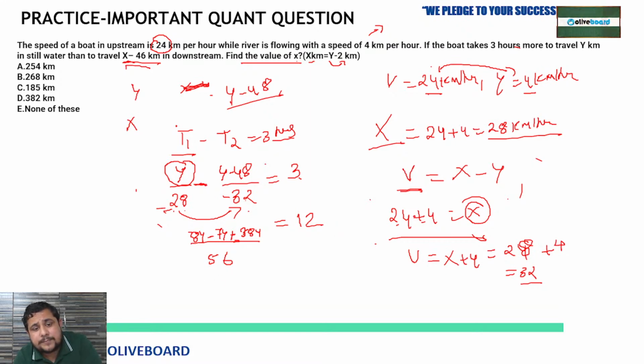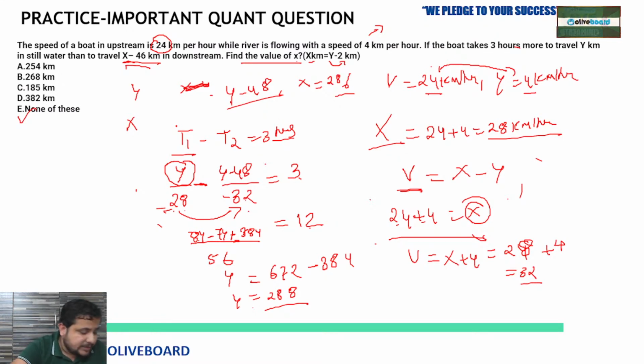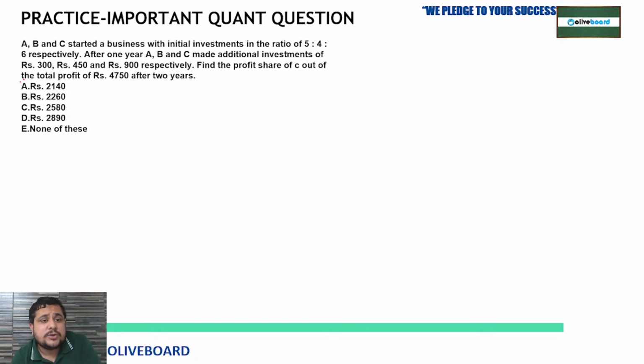Okay, now see, 8y minus 7y means y, then 56 into 12 means 672 minus 384, so y will be equal to 288. Now they are asking us x. So the value of x will be y minus 2 kilometer. So y is 288, then x would be 286. Is this given in the options? No. So option E, none of these, will be the correct answer. So is this clear? Now next question.